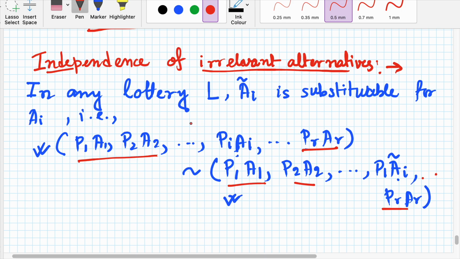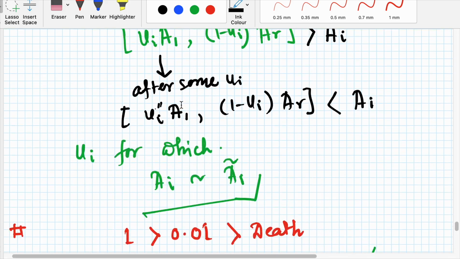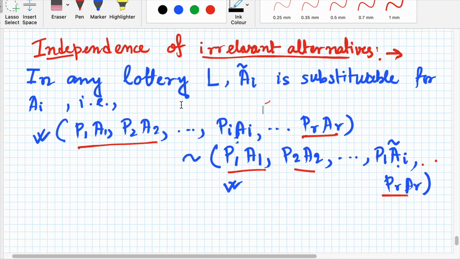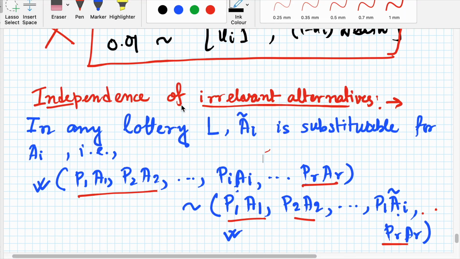So from the relation that we get from the continuity axiom, the indifference relation remains independent of the irrelevant alternatives. So this is another axiom, the fourth axiom.